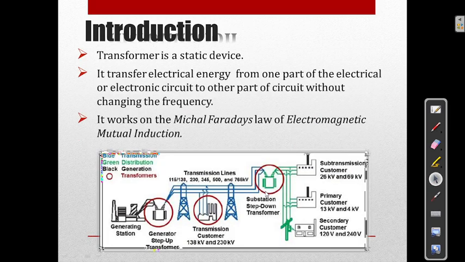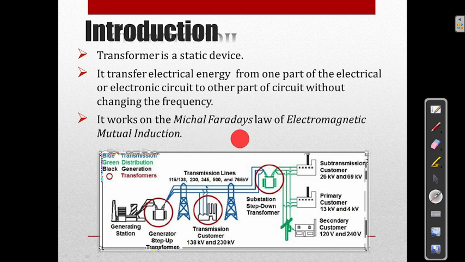Now this is the introduction of the transformer. See, first of all, a transformer is a static device, that is, a stationary device. In a transformer, electrical energy is transferred from one part of an electrical or electronic circuit to the other part of the circuit without changing the frequency. Otherwise, we can simply say that electrical energy changes from one form to another without changing the frequency.